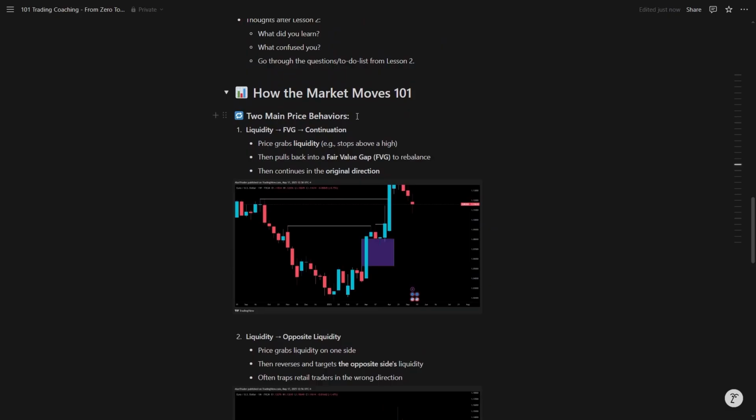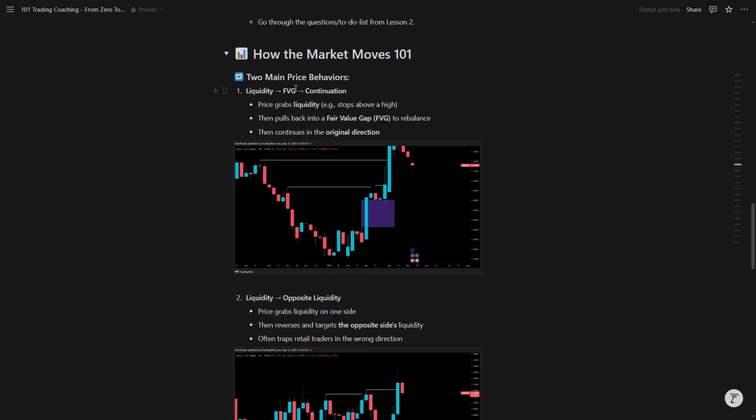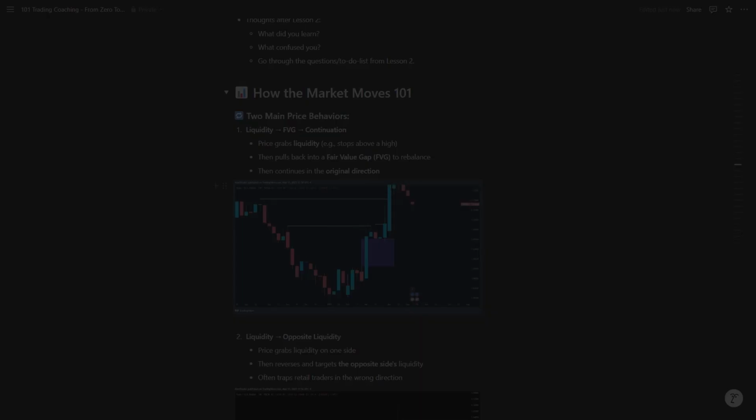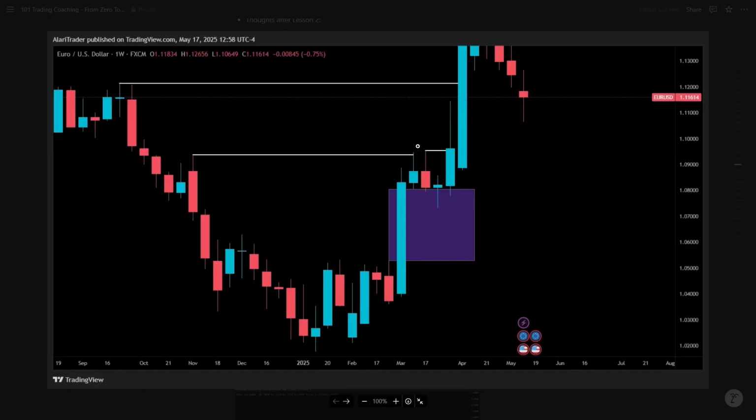So the two main price behaviors are liquidity to fair value gap to continuation. So basically, price grabs liquidity, stops above a high or a low, for example, then pulls back into a fair value gap to rebalance, then continues in the original direction. So in here, for example, we went up, we took liquidity, we made a fair value gap, we went down to the fair value gap, and then we continued. Do you see? So this is spotted on the higher time frame, usually, and then you use it to spot the same thing or similar thing in the lower time frame to execute a trade. This is the first price behavior.